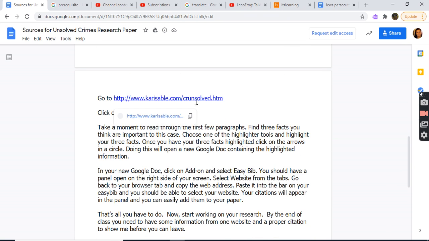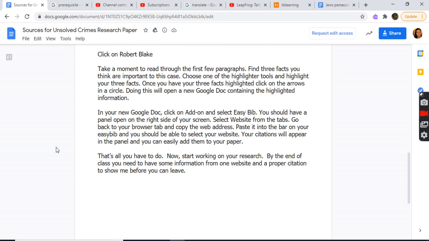Go to this link, click on Robert Blake, take a moment and read through the first few paragraphs. Find 3 facts you think are important to this case. Choose one of the highlighter tools and highlight your 3 facts. Once you have your 3 facts highlighted, click on the arrows in a circle. Doing this will open a new Google Doc containing the highlighted information.